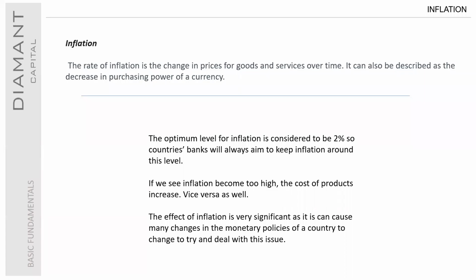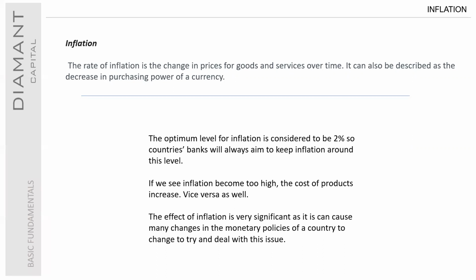So what is inflation? The rate of inflation is the change in prices of goods and services over time. It can be described as a decrease in purchasing power of a currency. The optimum level of inflation is considered to be 2%, so countries' banks will always aim to keep inflation around this level. If we see inflation become too high, the cost of products increases, and vice versa as well.